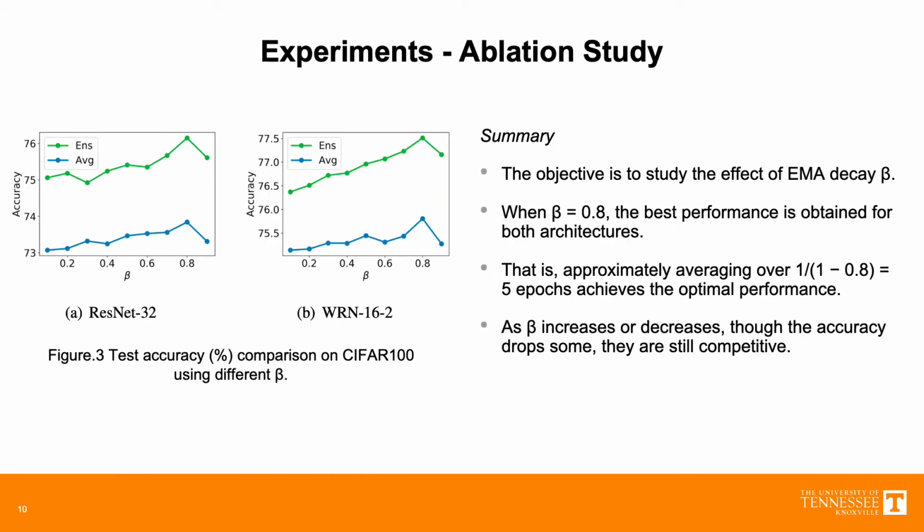We continue to study the effect of EMA decay beta, which controls how many previous predictions are involved. We consider ResNet32 and WRN16.2 on CIFAR-100. Beta varies from 0.1 to 0.9 with a step of 0.1. It can be observed that when beta equals 0.8, the best performance is obtained for both architectures. That is, approximately averaging over 5 epochs.